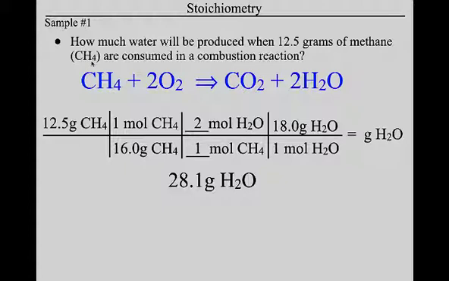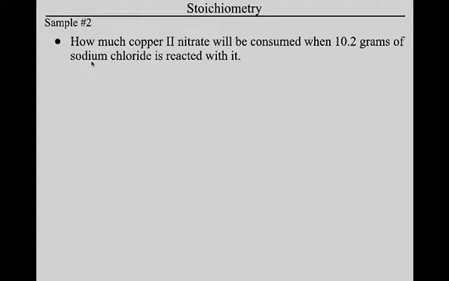Now, guys, here's the thing that's interesting about this process. You don't always have to start with a reactant, and you don't always have to solve for a product. You can do any possible combination, which you're about to see right here. So it says how much copper 2 nitrate will be consumed when 10.2 grams of sodium chloride is reacted with it.